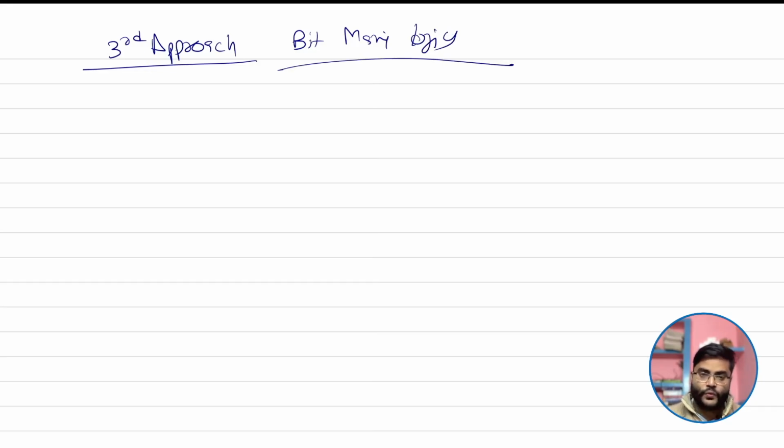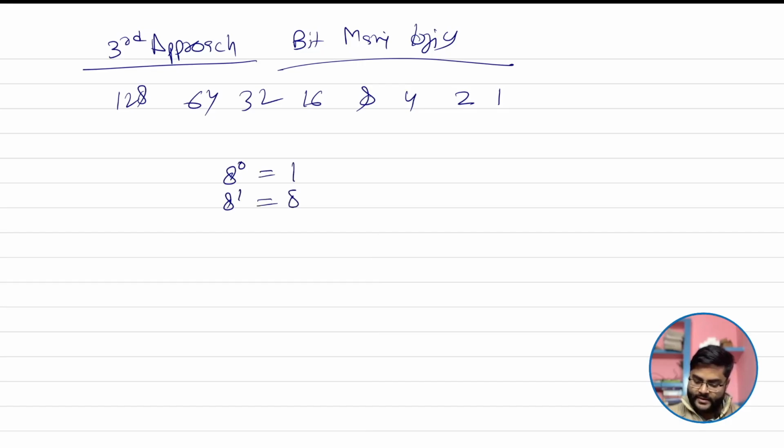Okay. So what my idea is, now let me write it: 1, 2, 4, 8, 16, 32, 64, 128, like this. Okay. Now 8 raised to power 0 is 1. 8 raised to power 1 is 8. 8 raised to power 2 is not 16, it is 64. 8 raised to power 3 is 512.